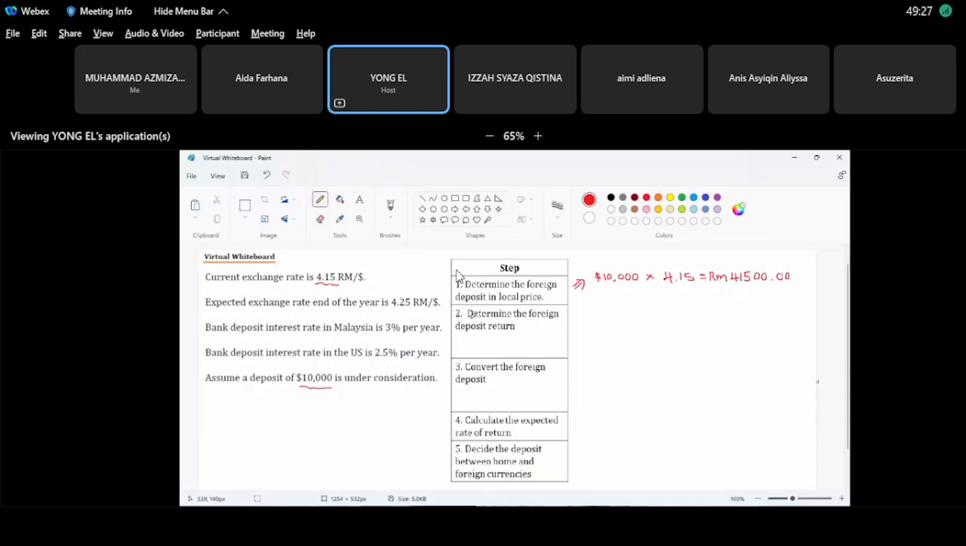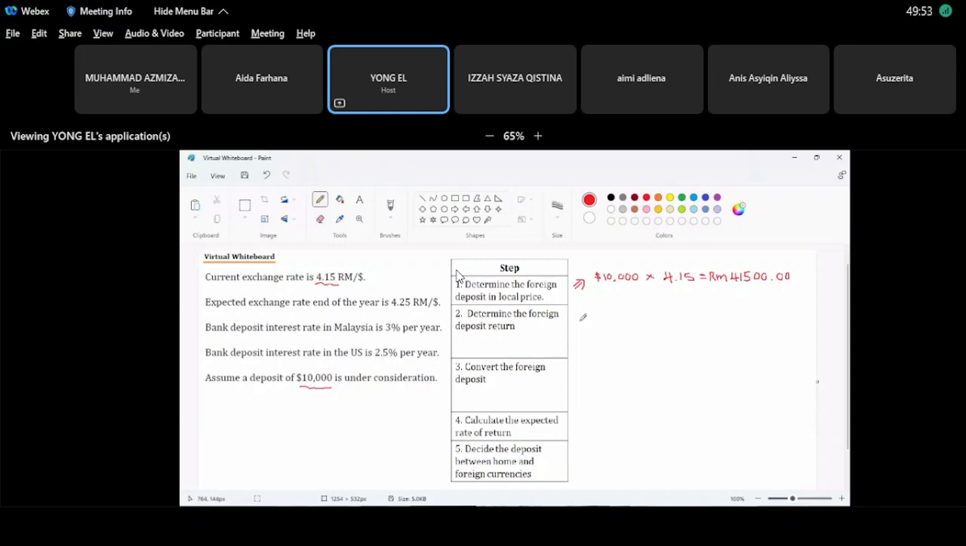Step number 2, determine the foreign deposit returns. Here we assume that we have the money to buy the 10,000 US dollars. Now we can open a bank account, or maybe we already have a bank account in the United States, and we want to deposit this amount of money, maybe in a fixed deposit or savings deposit in the bank account here.